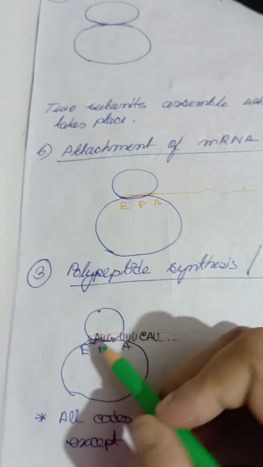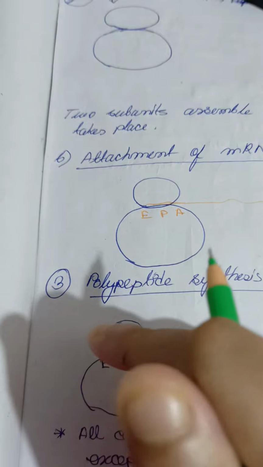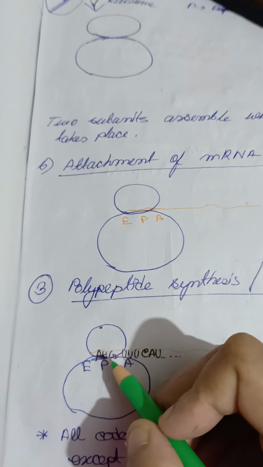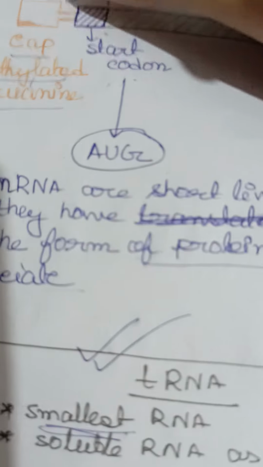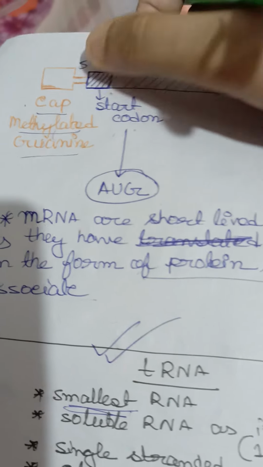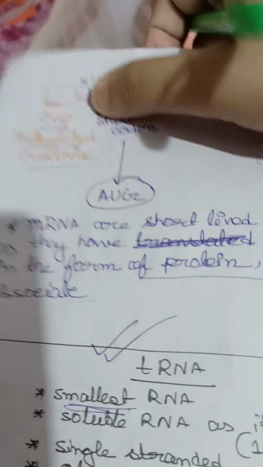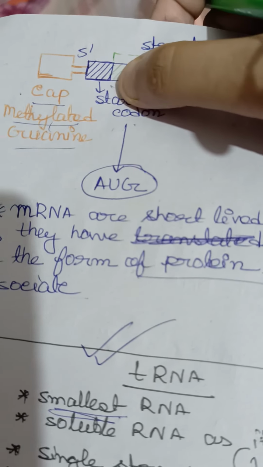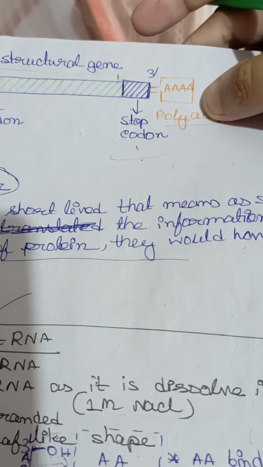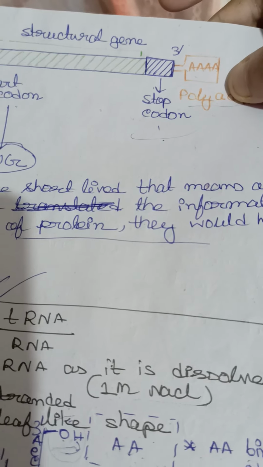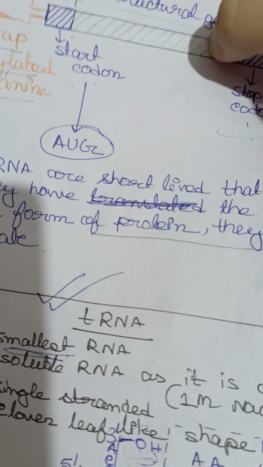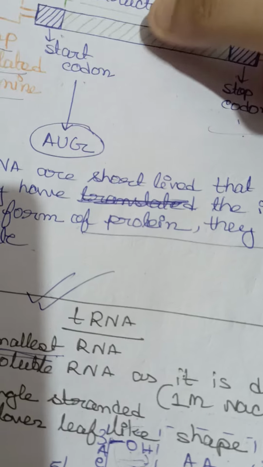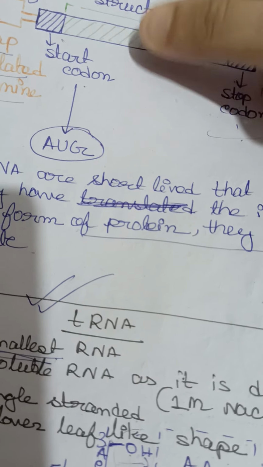Suppose this is mRNA. We have already learned the structure of mRNA in the previous class. Suppose this is the codon part. In mRNA, there is a start codon and a stop codon. Start codon means AUG, where the methionine amino acid will start, and we have already learned the three stop codons. They will not code for any amino acid. And in the middle part, the codons are present, responsible for synthesis of a particular protein.